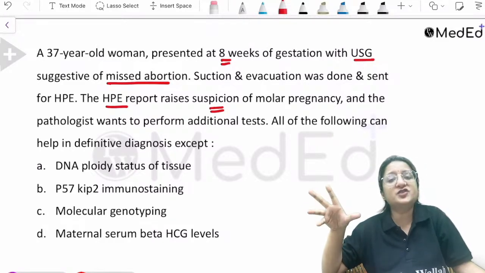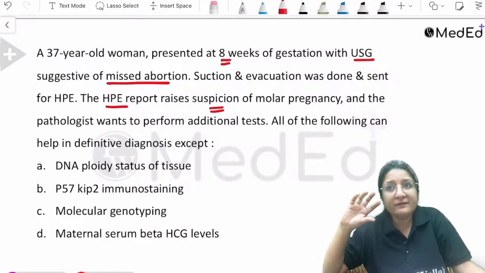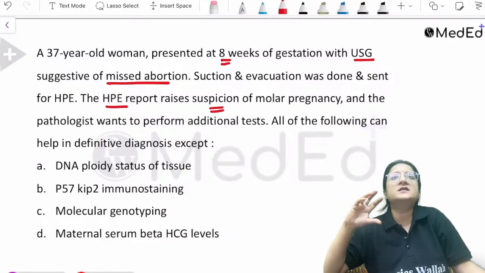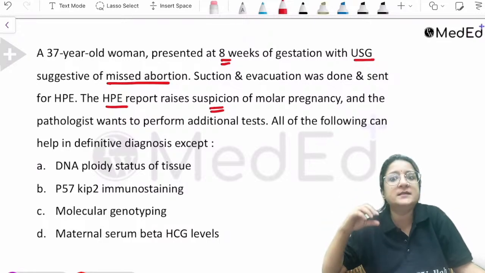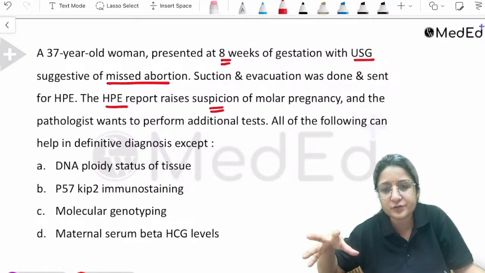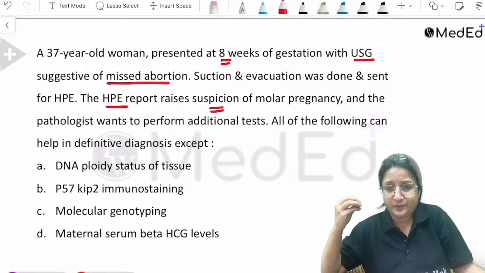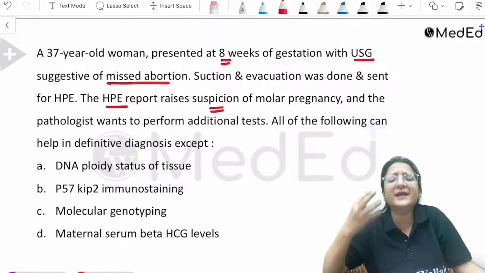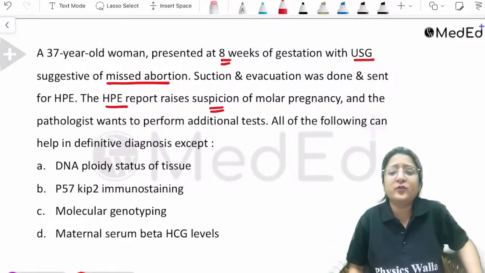Now see, times have changed. With the availability of ultrasound, with ultrasounds being done early in pregnancy more and more, for diagnosis of pregnancy, maybe for gestational age estimation or for whatever reason, or maybe for aneuploidy screening.